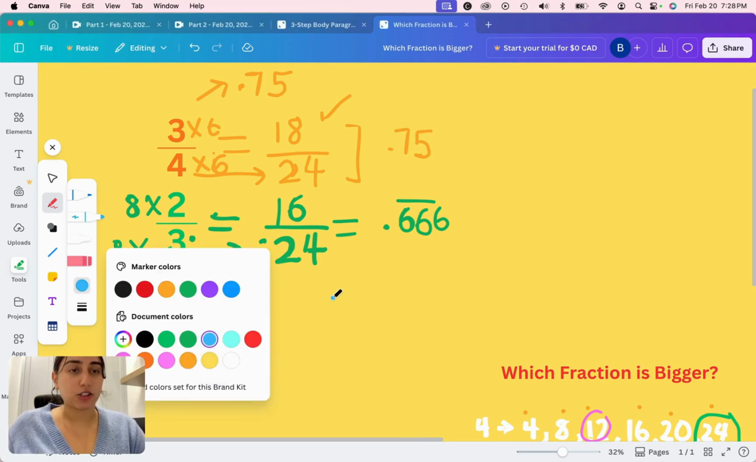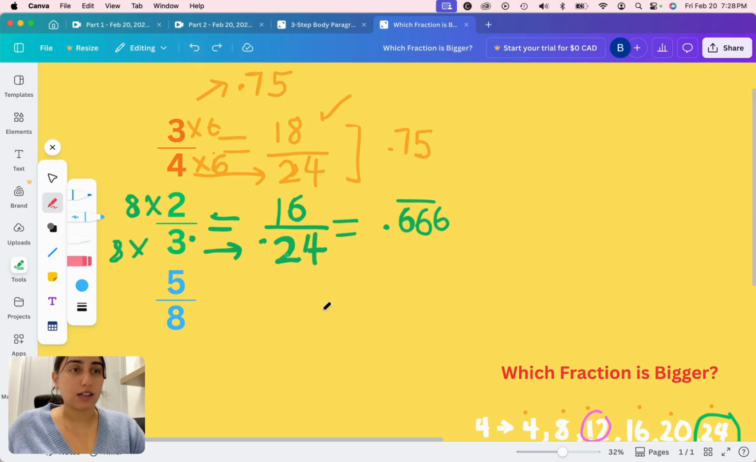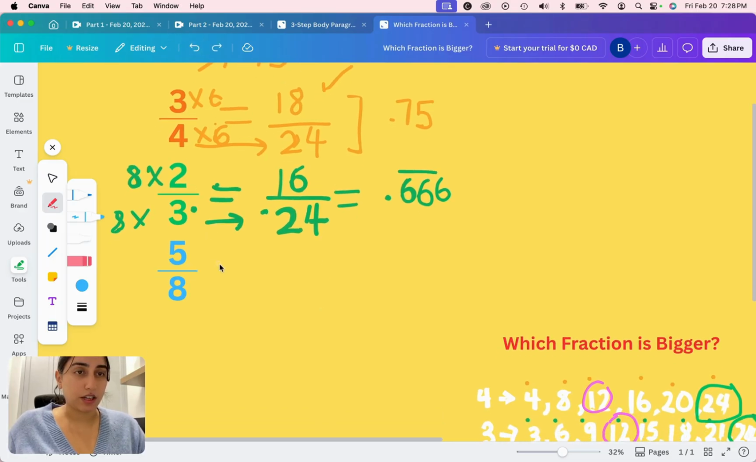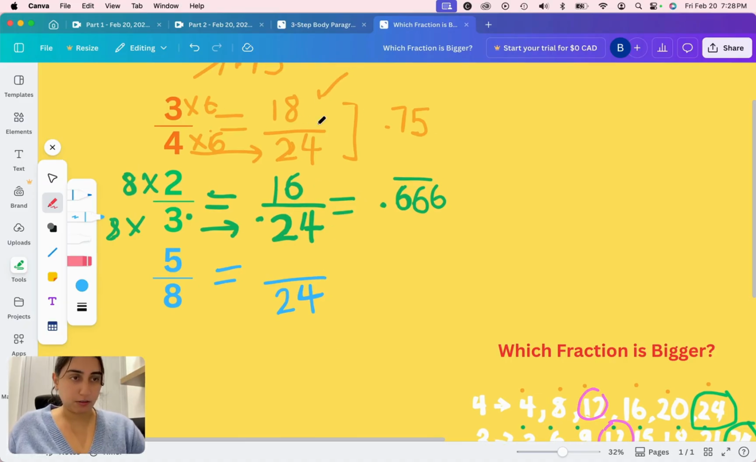Make the colors match because I like it colorful. Okay, so 5 over 8. Again, the denominator is going to become 24. We already know this because that's our denominator, the common denominator that we chose. We had to figure out what number times 8 equals 24. We know this number from our last question is 3. So 8 times 3 is 24.